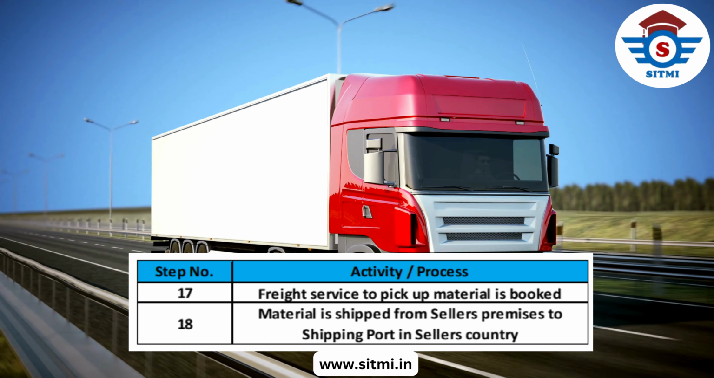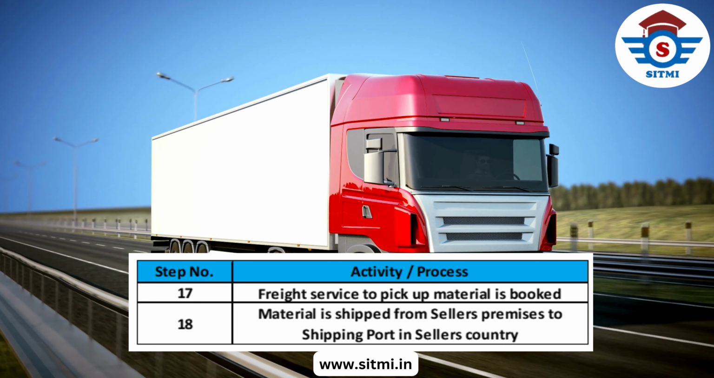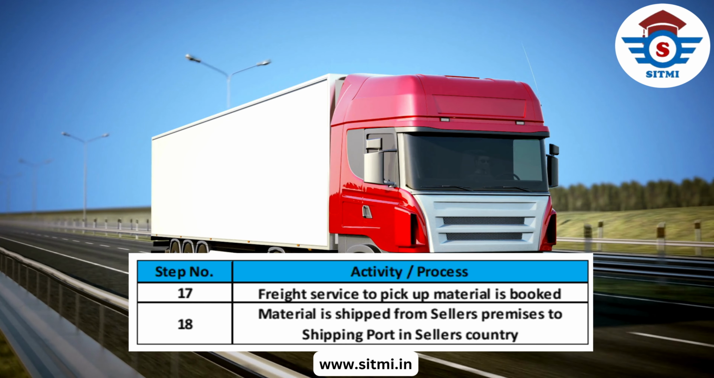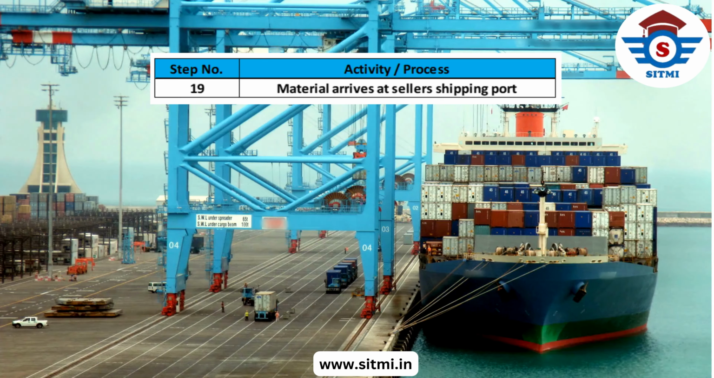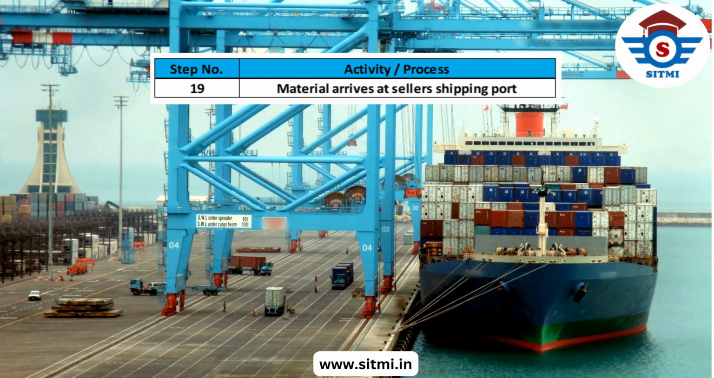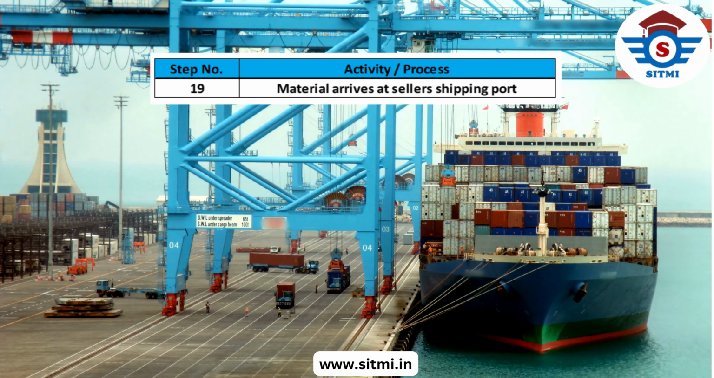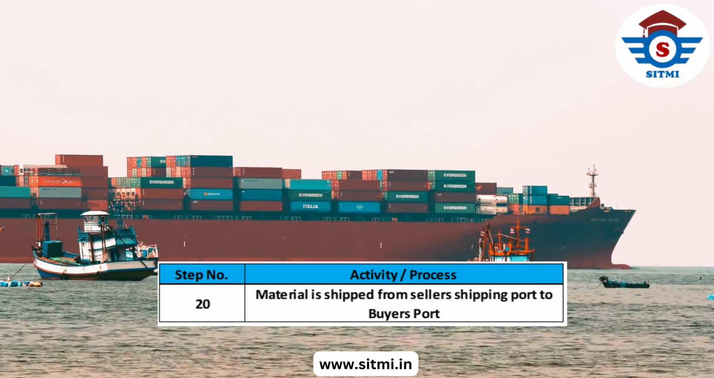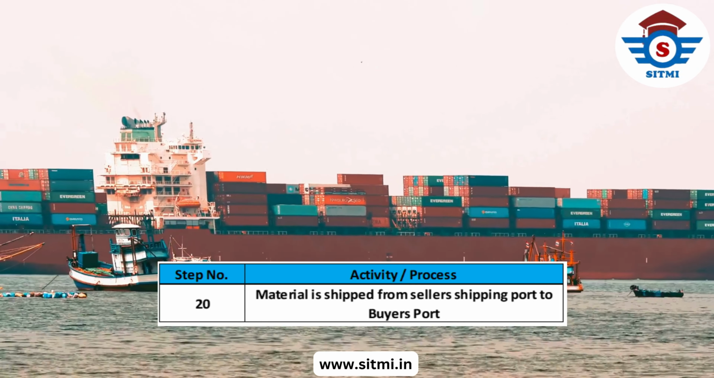In our next step, material is picked from the seller's premises by the carrier line called DHL. The material is shipped from the seller's premises to the designated shipping port, which is Port of Quebec in our case. Now material arrives at the seller's shipping port. Then in our last step, material is shipped from Port of Quebec and is on the way to Mumbai port.